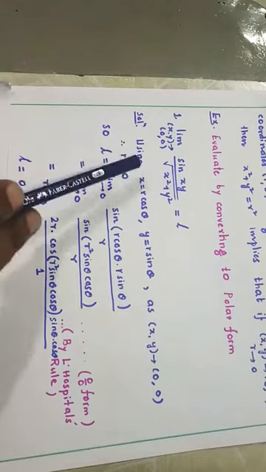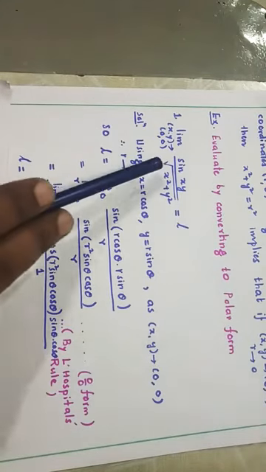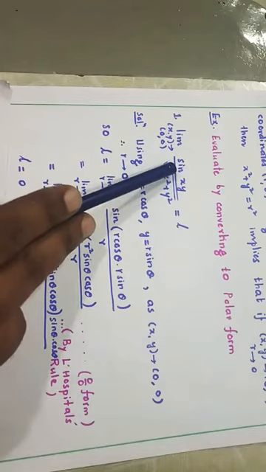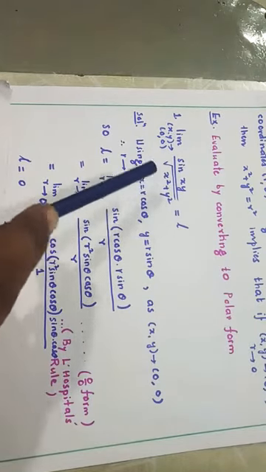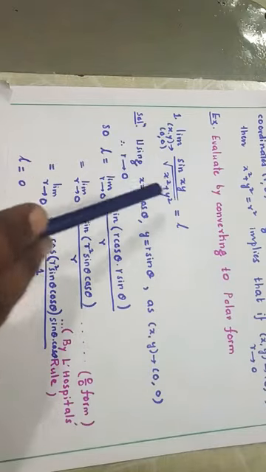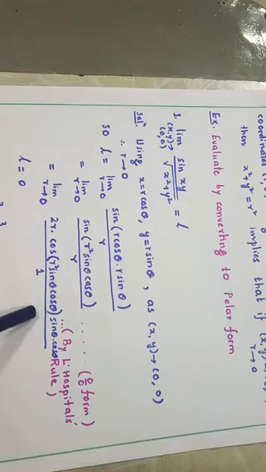So if we know that the limit exists, and sometimes the function involves sine or log or e raised to something, then we can convert the given Cartesian form limit to polar form, and the calculations are quite easier as compared to the limit in Cartesian form.